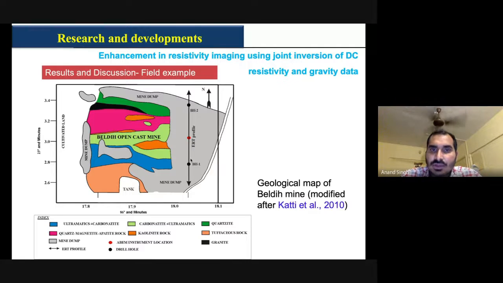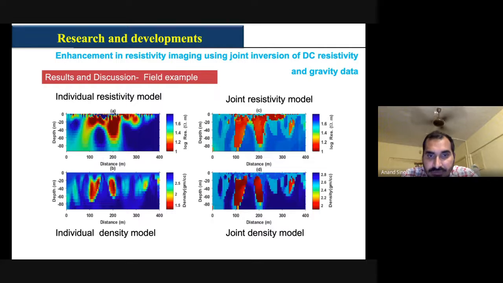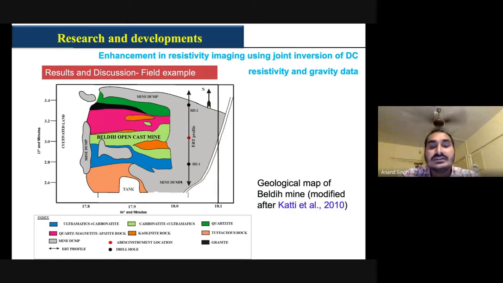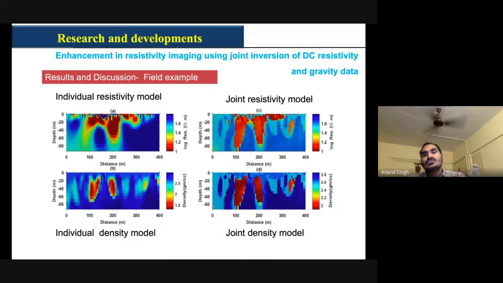AMD is actively working in those regions, so they have provided us the borewell in BH1 and BH2. You can also get this borewell information from the Katti et al. 2010 paper as well. Now, we surveyed two geophysical data sets along this profile: one was the gravity data and another was the DC resistivity data set. We performed both individual and joint inversion.